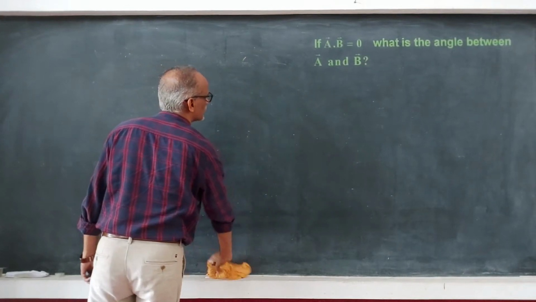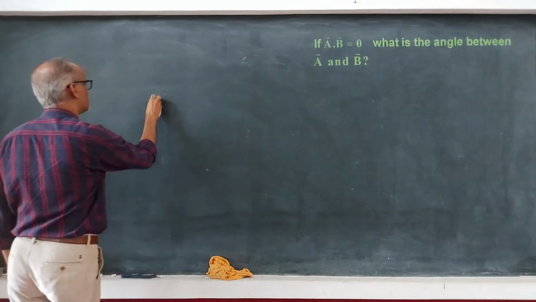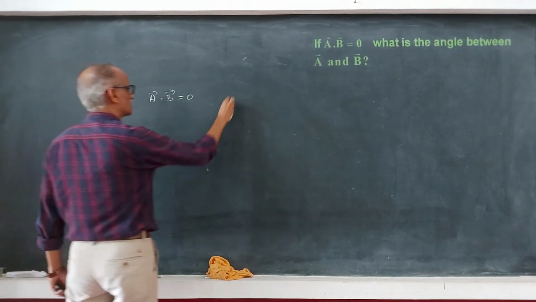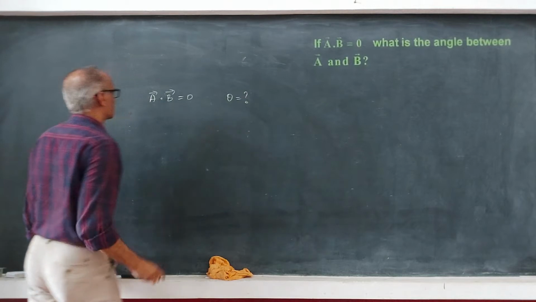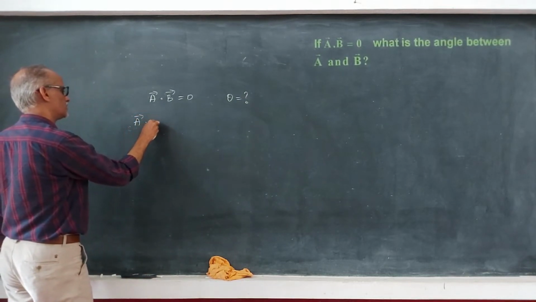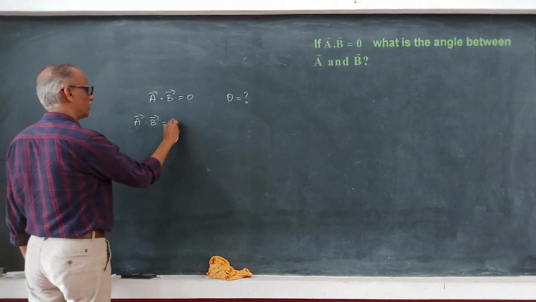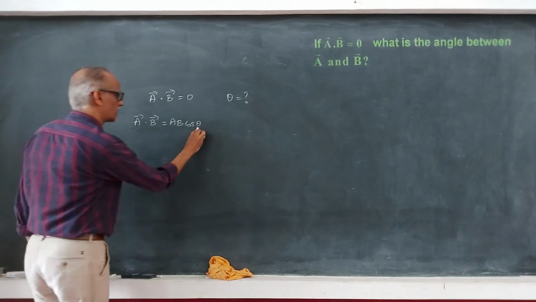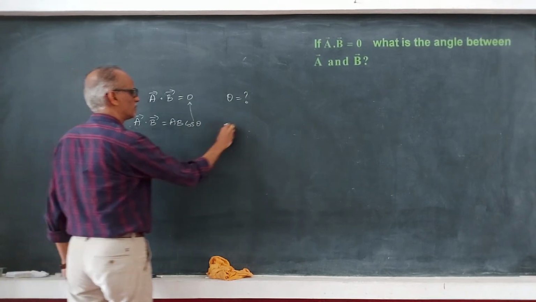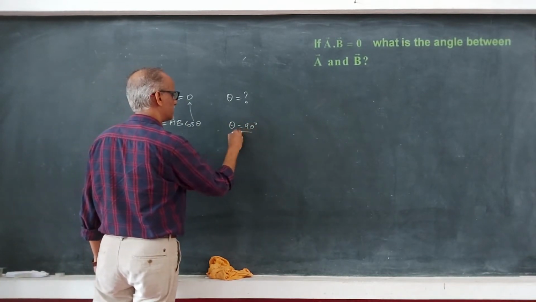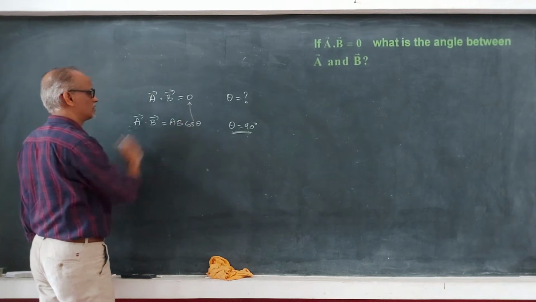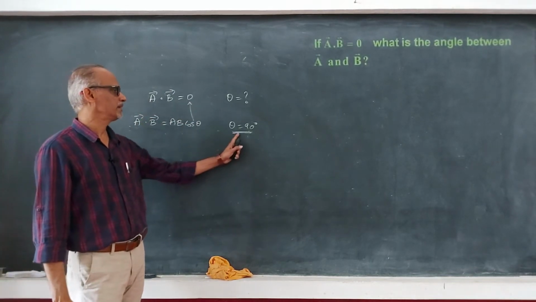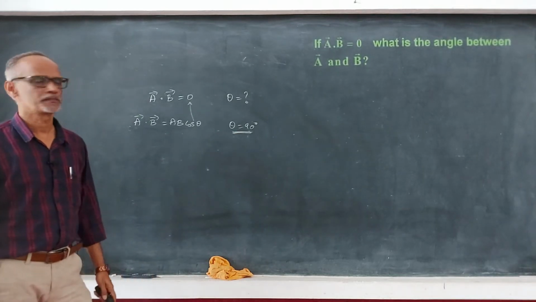A dot B is 0. What is the angle between A and B? So given A dot B is 0, what is the angle? See, the dot product is given by AB cos theta. So for what angle do we get 0? When theta is 90 degrees, cos 90 is 0. So that's why A dot B is 0. Therefore, the answer to this question, what is the angle between A and B, is 90 degrees.